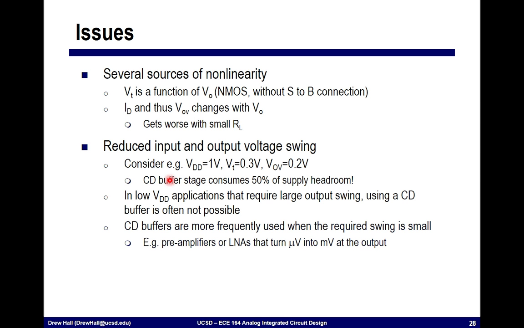Where you will see them, though, is when the input signal is very small. Okay, so a good example of that is a preamplifier and a low noise amplifier, where we may be taking a few microvolts or tens or hundreds of microvolts and turning them into millivolts. Okay, in that application, I don't necessarily need a lot of headroom. I don't need a lot of swing. But if I have a large common source amplifier that's producing a few hundred millivolts of swing at the output, this stage is typically not used.